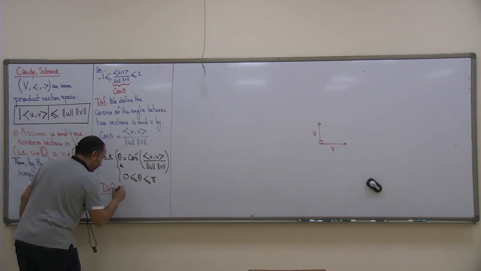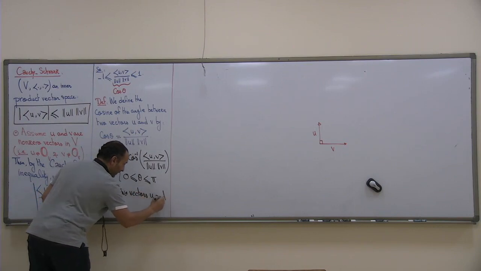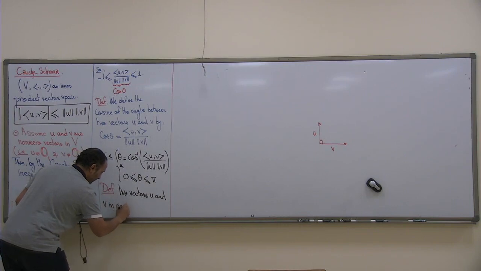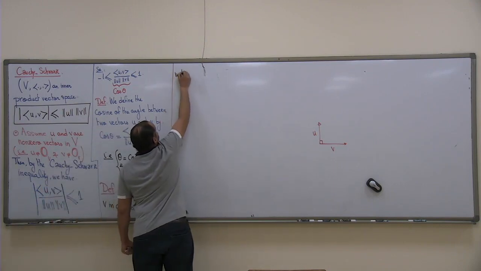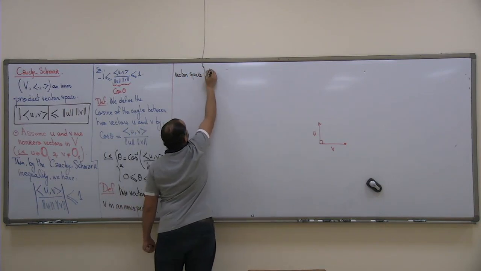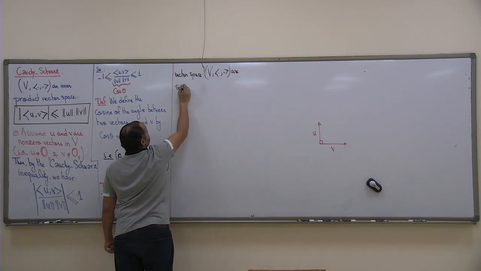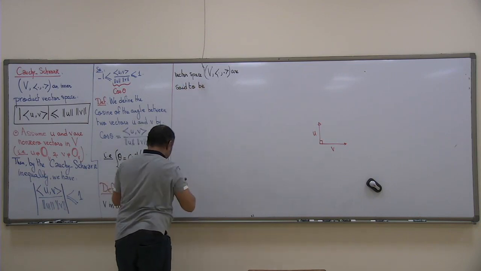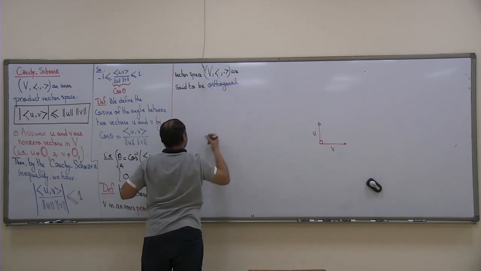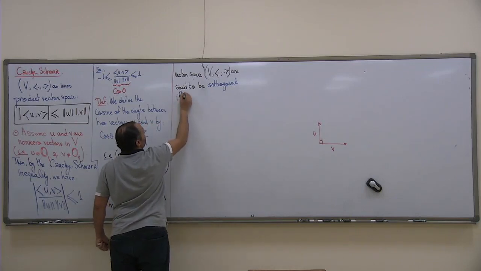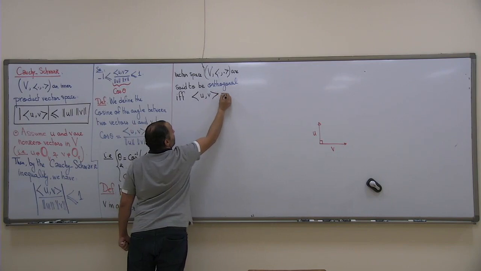Two vectors u and v in an inner product vector space are said to be orthogonal if and only if the inner product of u and v is equal to 0.